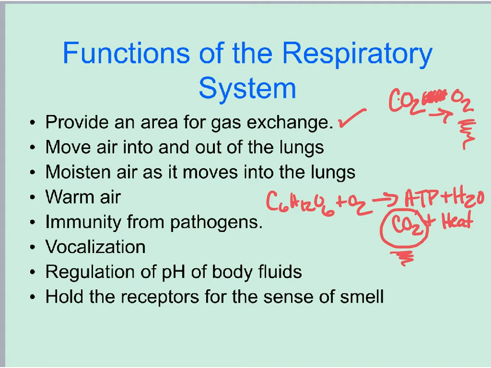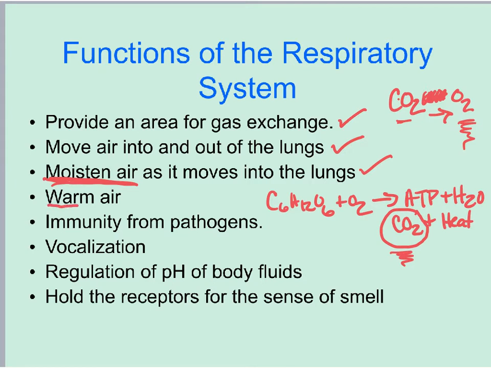Another function of the respiratory system, in order for that gas exchange to occur, we've got to move air into and out of the lungs. And so muscles are going to be responsible for that primarily. And along the tubes that make up the respiratory system, those tubes are going to be made up of a mucous membrane. So they're going to help to moisten that air as it moves into the lungs. Ultimately, the way gases, the CO2 and oxygen, are exchanged is through diffusion. And diffusion can't occur over a dry surface. So moistening or humidifying that air is really important.